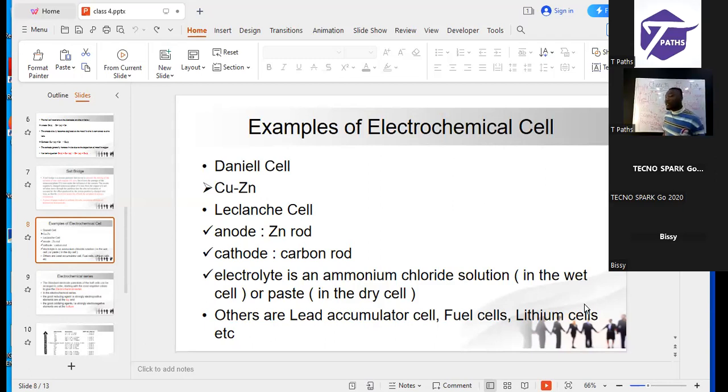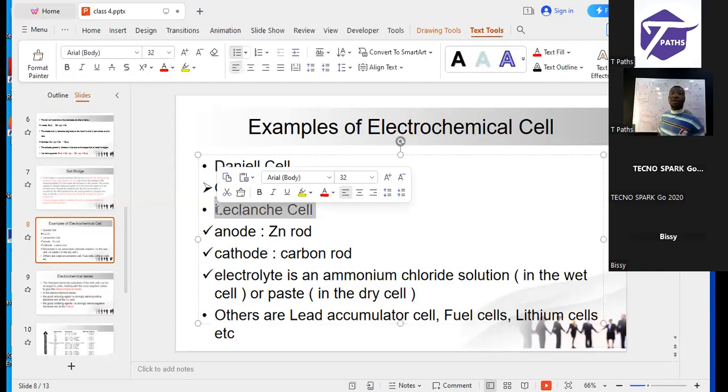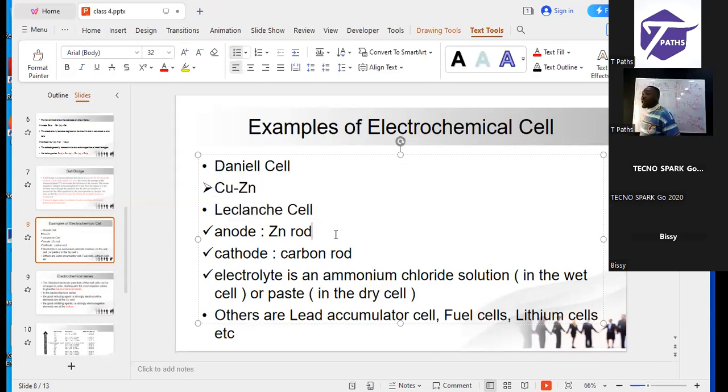The next one is the Leclanché cell. The Leclanché cell involves what? The anode is a zinc rod. The cathode is a carbon rod. And the electrolyte can be in two forms, either wet or dry. If it's wet, it's an ammonium chloride solution, which means it's in aqueous form. But if it's dry, it's not in aqueous form. So that is one thing you need to know about the Leclanché cell.